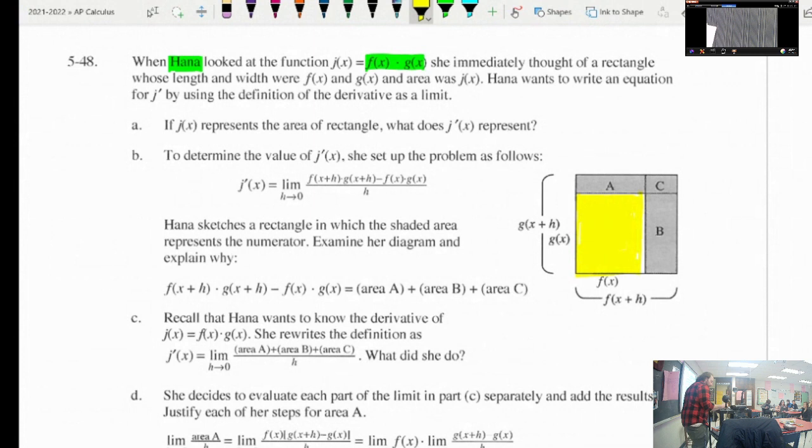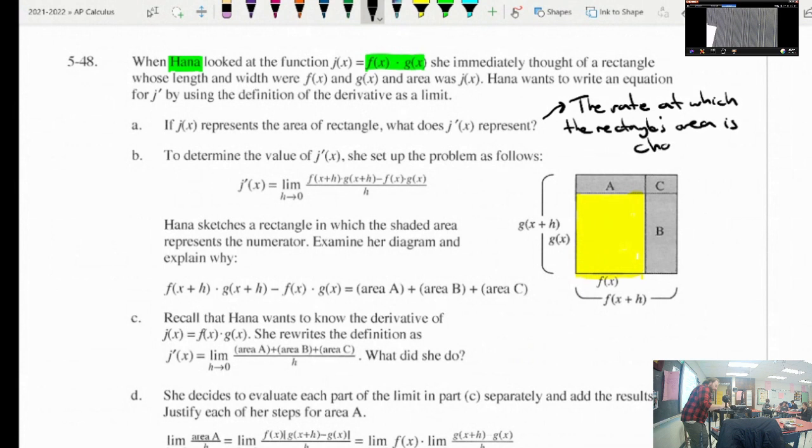This is a helpful way to think about a derivative because it really gets to the root of what a derivative actually is. Question A says that j of x is the area of the rectangle. So what does j prime of x represent? j prime of x represents, because it's a derivative, the rate at which the rectangle's area is changing, which is what we measure in calculus with derivatives. We talk about the rate at which things are changing.